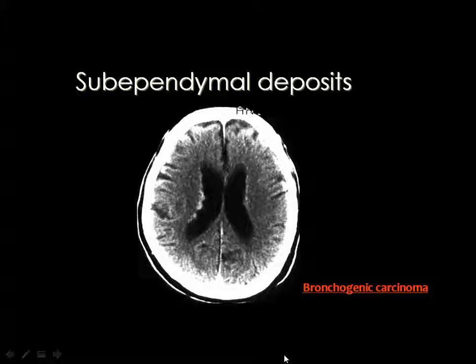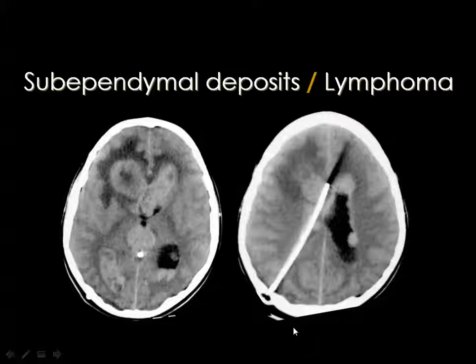Then subependymal metastatic deposits are diagnosed in patients known to have primary malignancy, and this patient is known to have a bronchogenic carcinoma with multiple enhancing nodules in the wall of the ventricle, diagnostic of metastatic deposits.